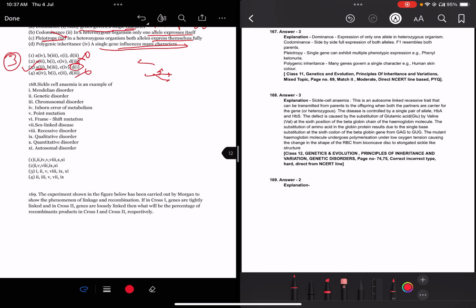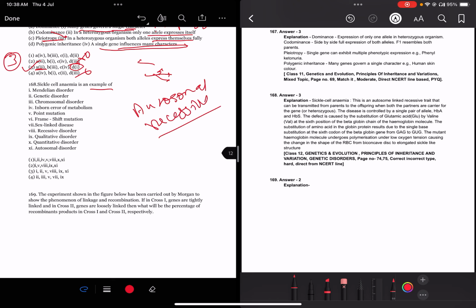Sickle cell anemia is an example of what? Sickle cell anemia is an autosome-linked recessive trait. Autosomal first. This one is an autosomal recessive trait.